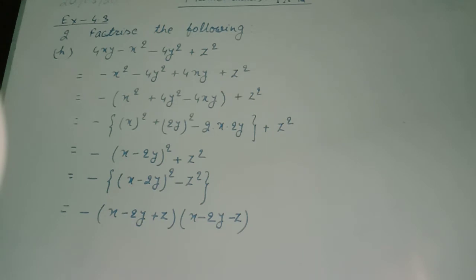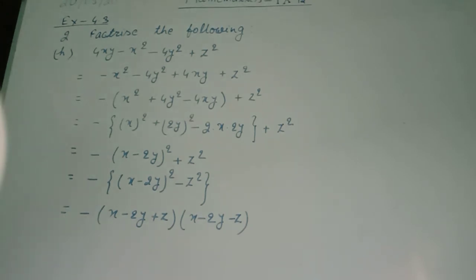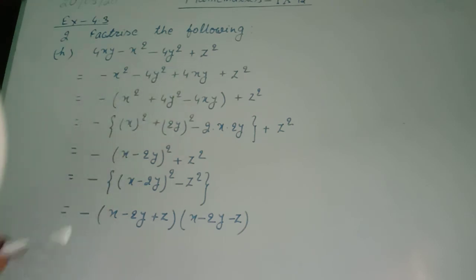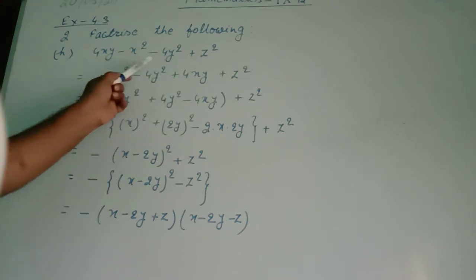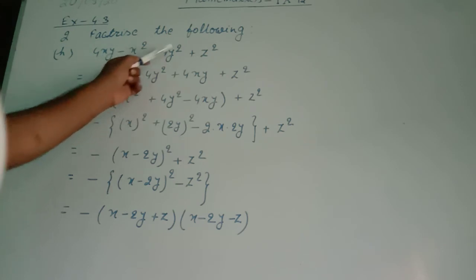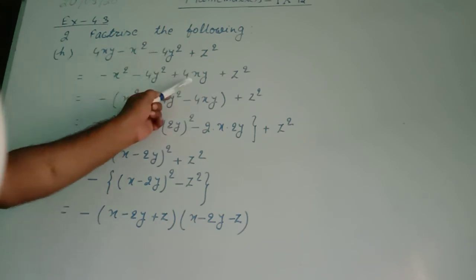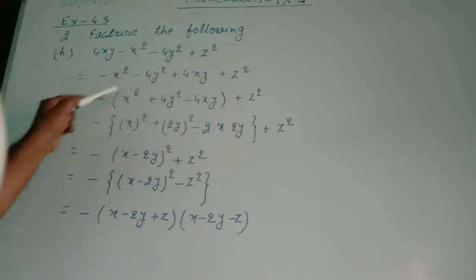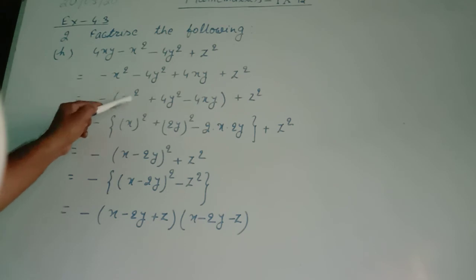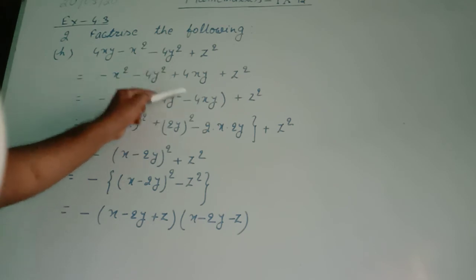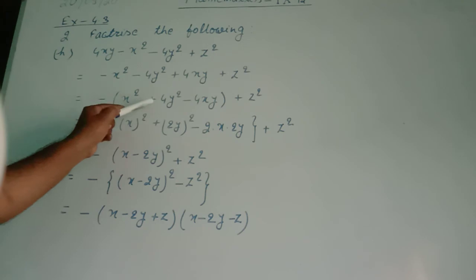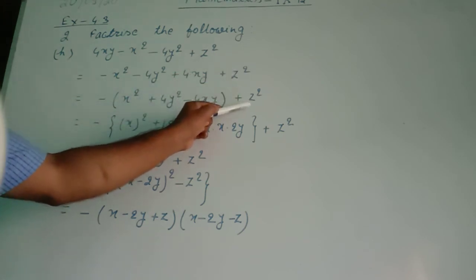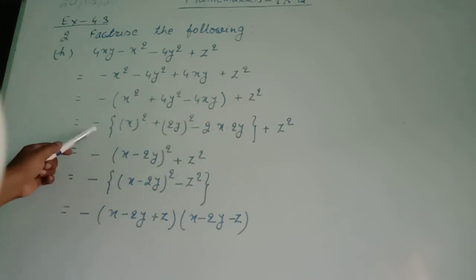In question number H, the given expression is 4xy minus x square minus 4y square plus z square. I wrote this given expression as minus x square minus 4y square plus 4xy plus z square. From these three terms, I have taken minus common. So here x square, 4y square, minus 4xy. If you multiply all these three signs by minus, you will get back this expression. And z square is written the same.